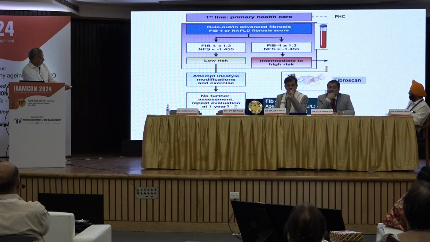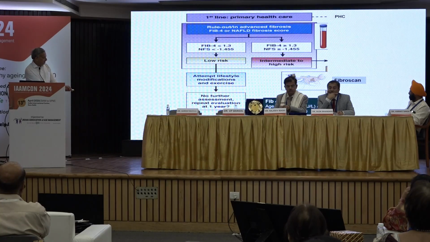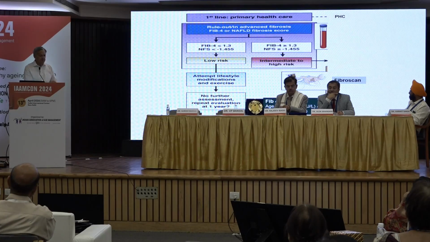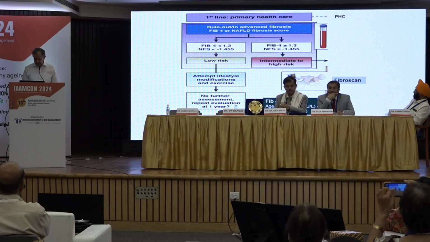Whether there is fibrosis in the liver, and this is done by a very simple test called FIB4: age, SGOT, SGPT, and you put it into a formula on the internet and you get a result. If FIB4 is less than 1.3, I am okay. If FIB4 is more than 1.3, I may need a fibroscan.